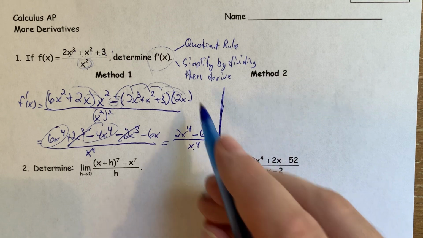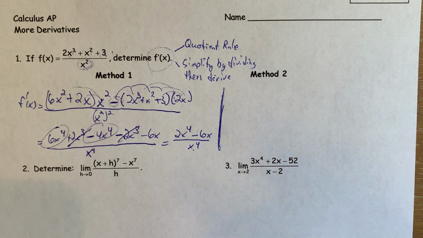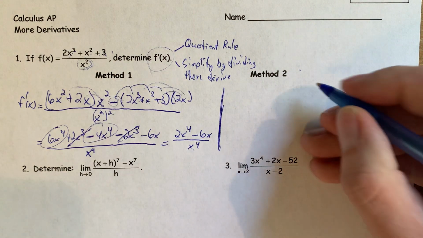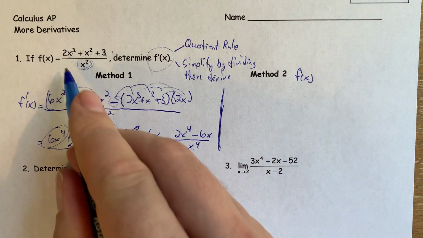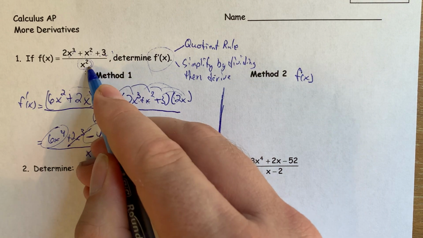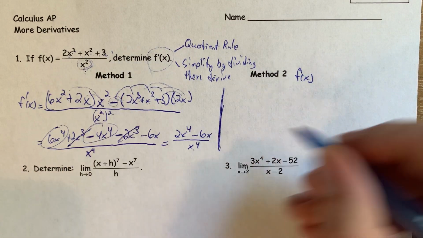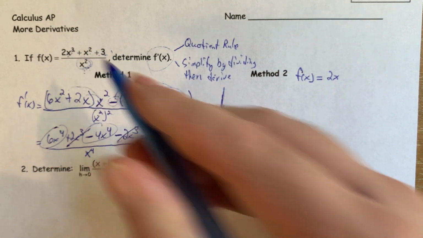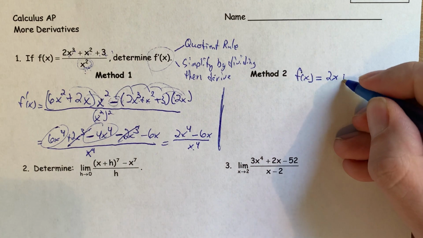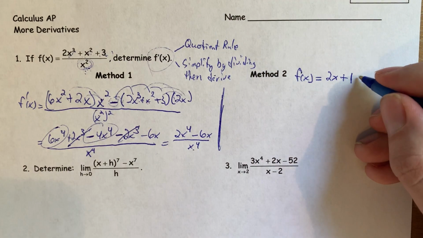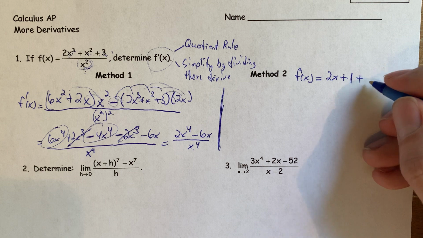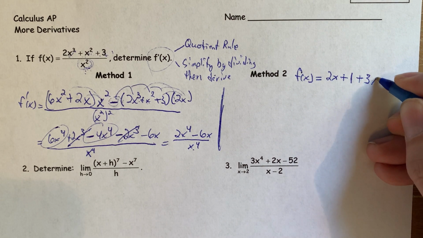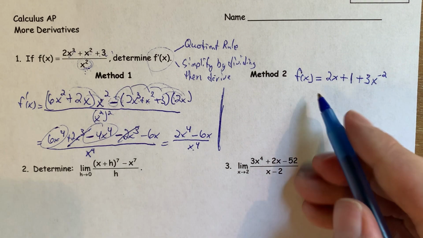So let's see. Does simplifying and then dividing work out any better? Well, first, when we're simplifying, we should rewrite this as f of x equals, so we're going to divide each of these by x cubed. So 2x cubed divided by x squared is 2x. We subtract the exponents when we're dividing. x squared divided by x squared is 1. And 3 divided by x squared cannot be simplified, but I am going to go ahead and write it. I know it's a power rule. 3 over x squared is 3 times x to the negative 2.